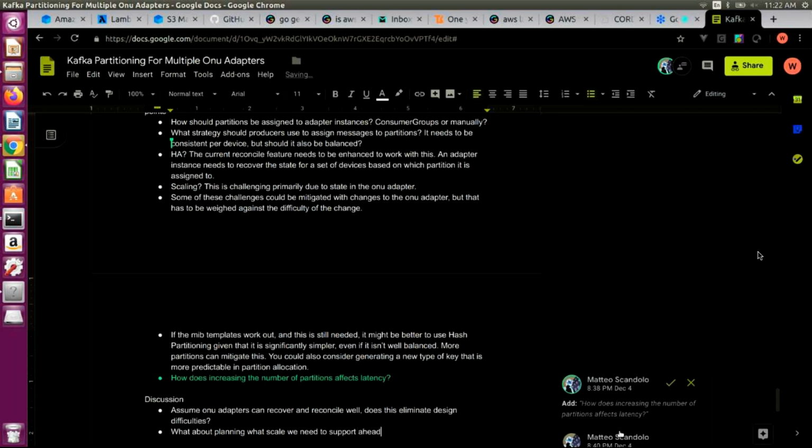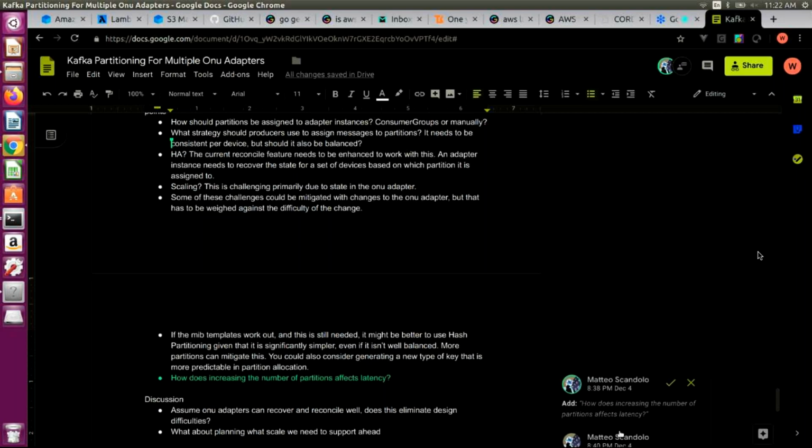Yeah, but one thing is, in the case of an adapter crashing and being reloaded, if you're using consumer groups, rebalancing would happen in that case. So either we would want to support rebalancing for that case, or we assign partitions manually, and we just expect that partition to be recovered again once the ONU adapter is recovered. Yeah, I'm thinking the latter.